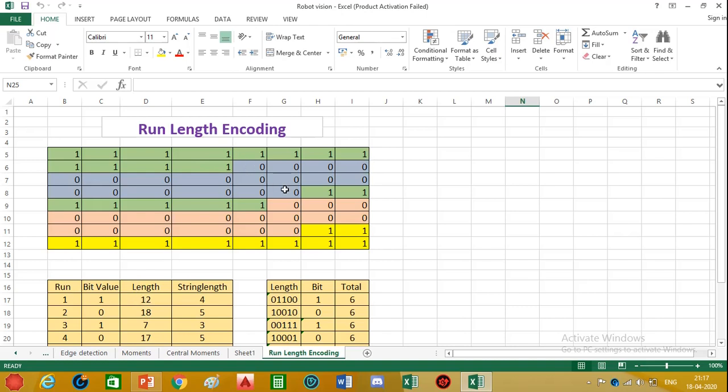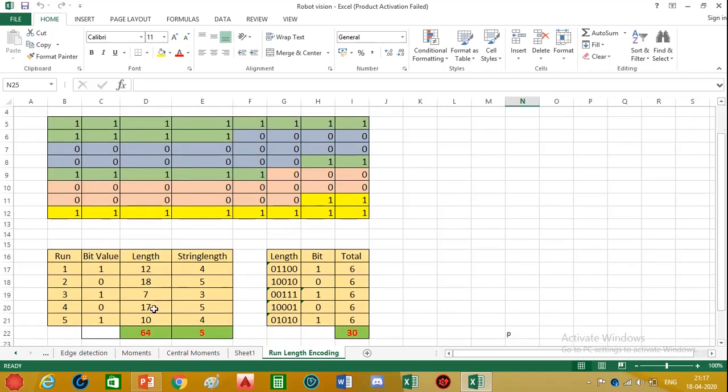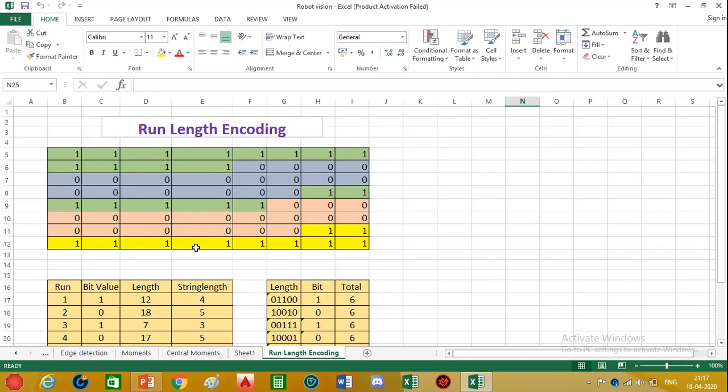The second run, shown in the blue color, has bit value 0, and if we count the number of zeros in the second run, then it is 18. Hence, the length of the second run is 18. Similarly, the lengths of other runs are given in this particular table. In run length encoding, we convert the decimal value of length into its equivalent binary number. Now, to represent the decimal number 12 as an equivalent binary number, as we know, the minimum string length required is 4.